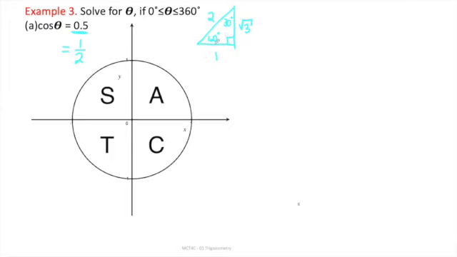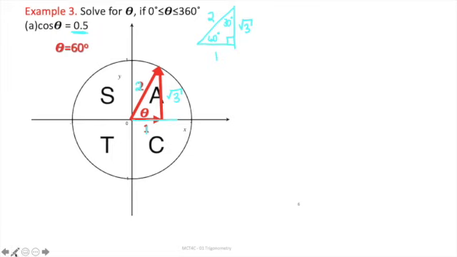So if you were to actually draw this on your Cartesian grid, we know that this is 2, this is 1, and this is root 3. And we are looking for the cosine. So cos is adjacent over hypotenuse. So that angle theta is going to be 60 degrees, because of your special triangle.